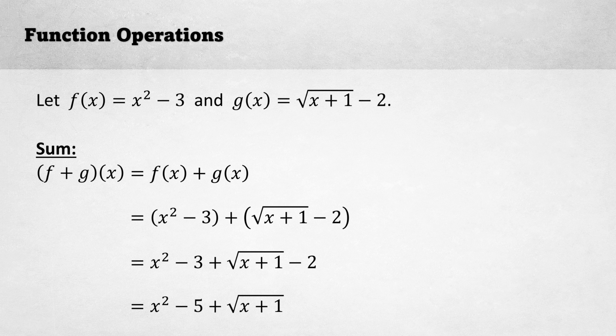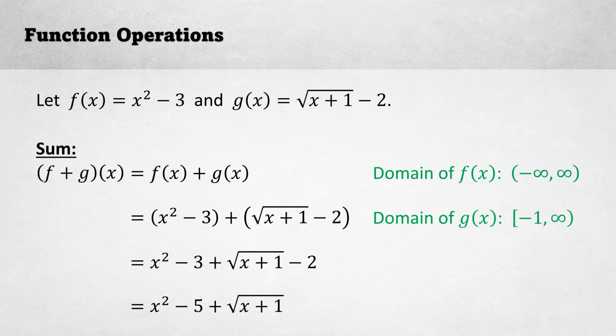f of x has no domain restrictions and has a domain of all real numbers. However, g of x has domain restrictions, where the square root can only be defined for non-negative numbers, and has a domain of negative 1 to infinity, including negative 1. And since the sum f plus g includes both functions, its domain must satisfy both functions. Therefore, the domain of f plus g is negative 1 to infinity, including negative 1.